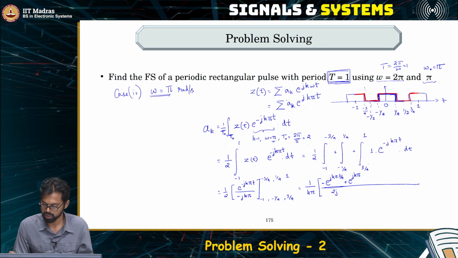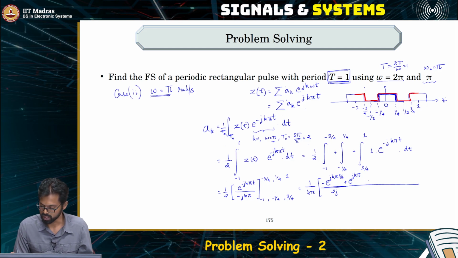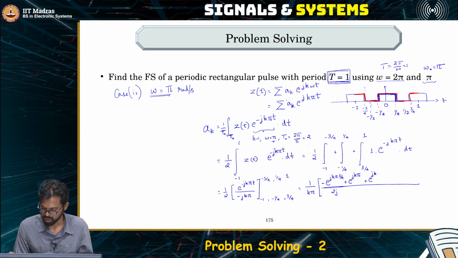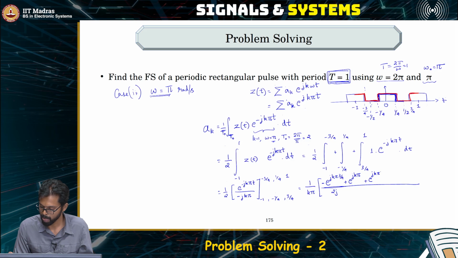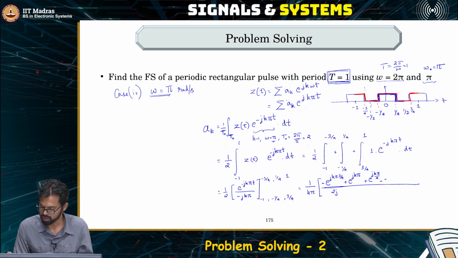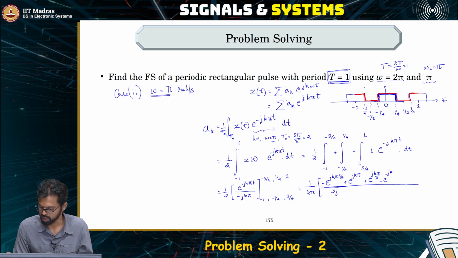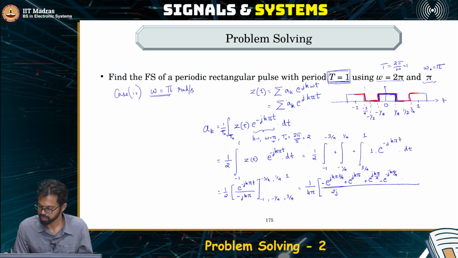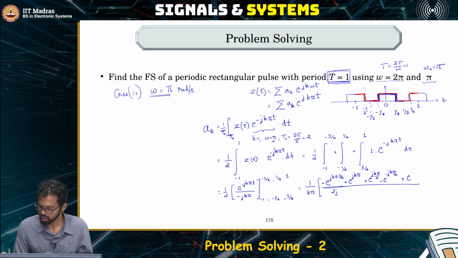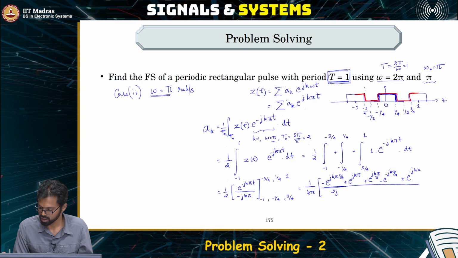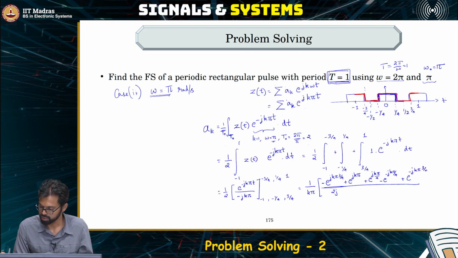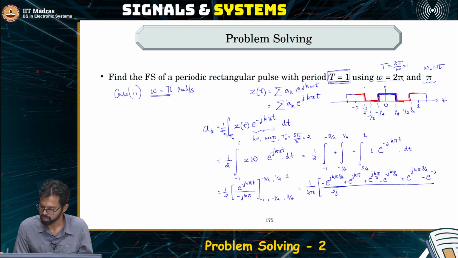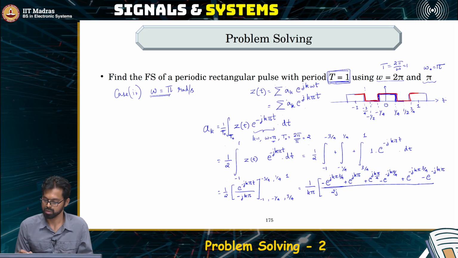And next this interval, we'll get plus e power j k pi by 4 minus e power minus j k pi by 4, and for 1 and 3 by 4 we'll get plus e power minus j k 3 by 4 minus e power minus j k pi.